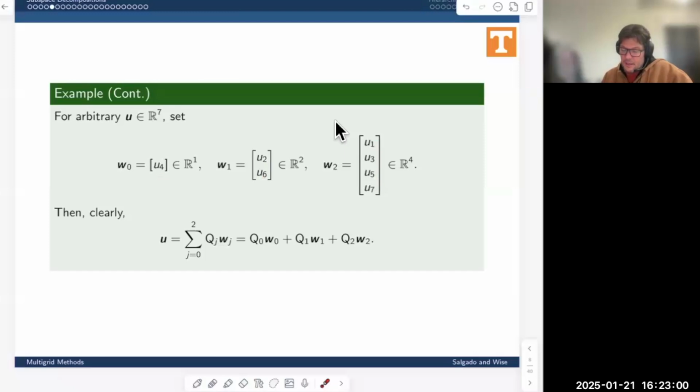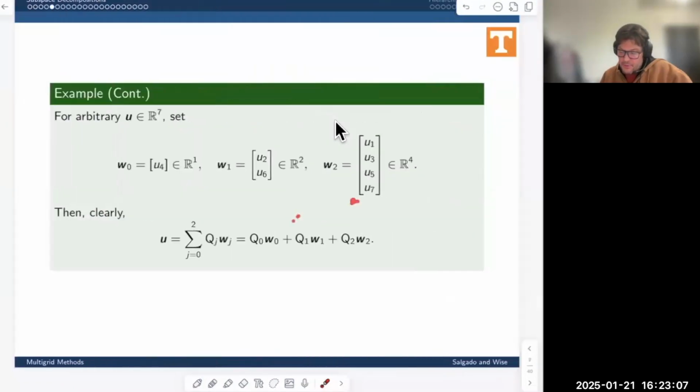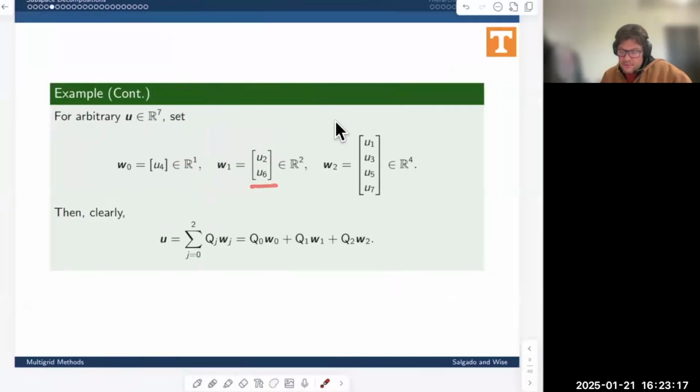So now you'll see, without too much trouble, I hope, that if I multiply Q2 times W2, I get all of the odd components of U. And if I multiply Q1 times this vector, U2 and U6, I get components U2 and U6 back, and zeros everywhere else. And the same with this one. I get the component for U4 and zeros everywhere else. Such that when I add these back together, I'm going to get U. They slot in exactly in the right positions.